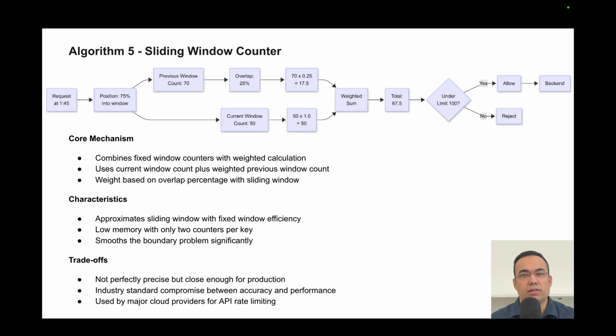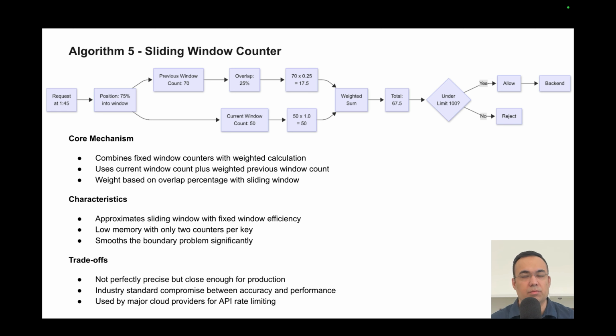This algorithm provides the best balance between accuracy and efficiency, which is why it's widely used in production. The core mechanism works like this. We combine the fixed window counters with a weighted calculation. We maintain counters for both the current window and the previous window. The weight is based on the overlap percentage with the sliding window. We calculate the weighted sum and compare it to the limit.